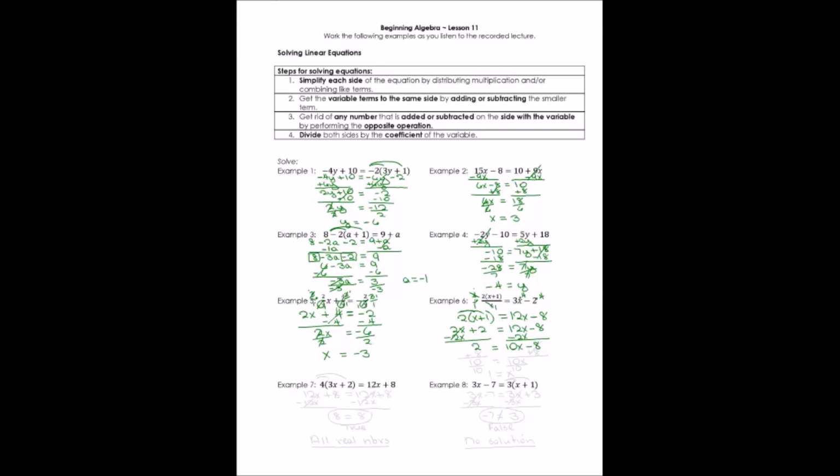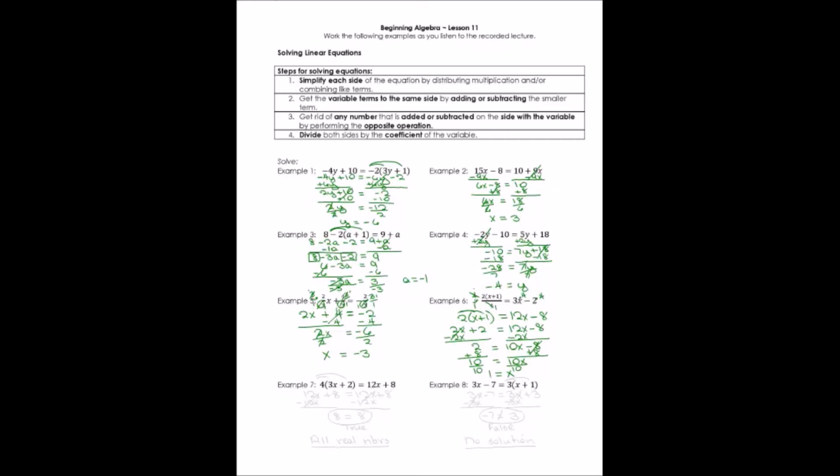I isolate the variable term by getting rid of this negative 8. I'll add 8 to do that. I have 10 is equal to 10x. And then finally I divide by the coefficient of the variable. And I have x equals 1.